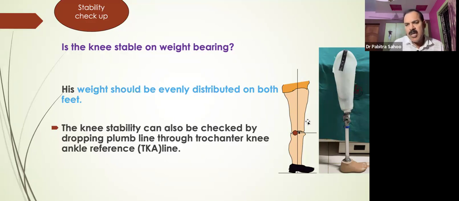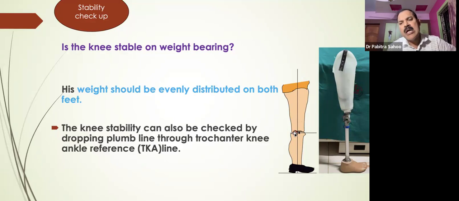for a normal person. If you think this is the center of rotation of the knee joint, and this is the TKA line, that is the trochanter knee ankle axis line, this line should be very close to the center of the axis. For a modern prosthesis, the center of the knee joint can fall on this TKA line, but for a conventional prosthesis, the center of the knee joint should be very close to this TKA line, of course a bit posterior. Why a bit posterior?